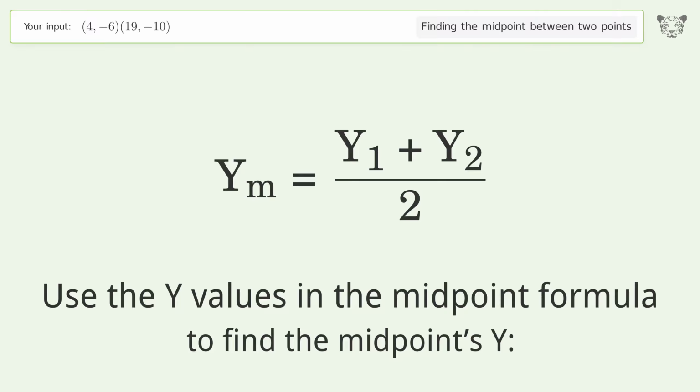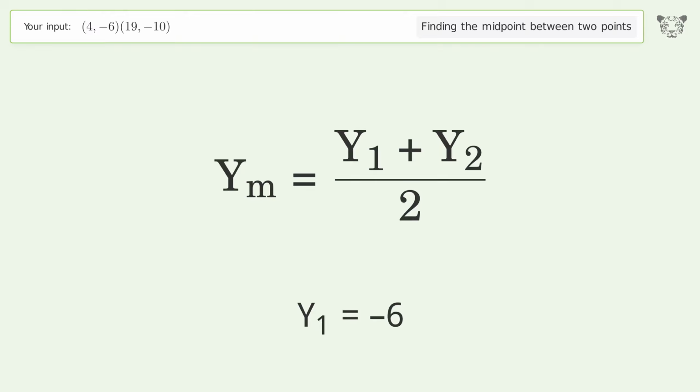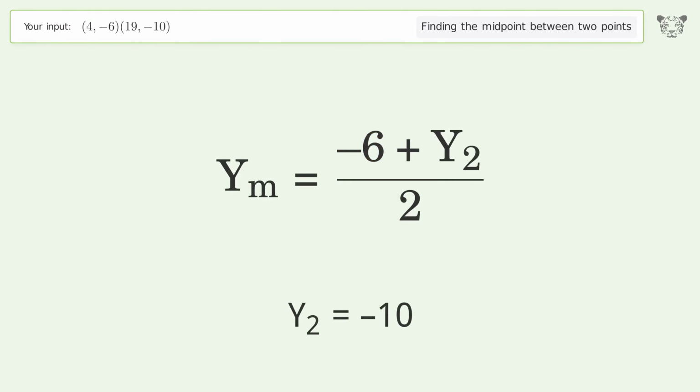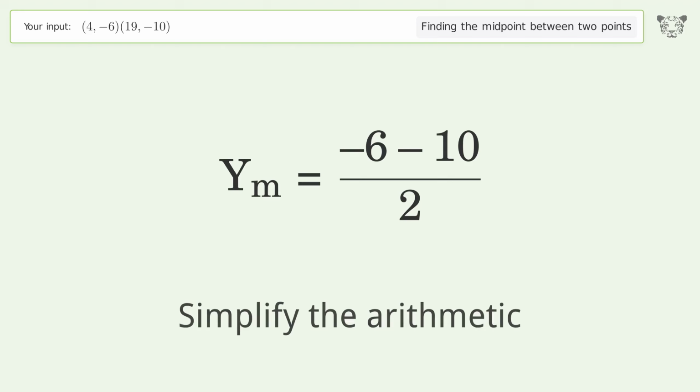Use the y values in the midpoint formula to find the midpoints y. y1 equals -6. y2 equals -10. Simplify the arithmetic.